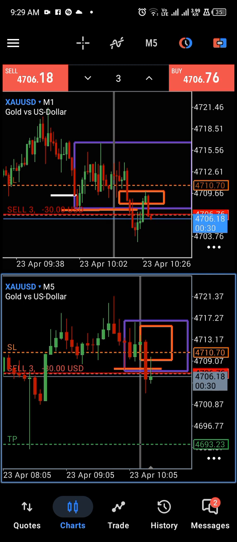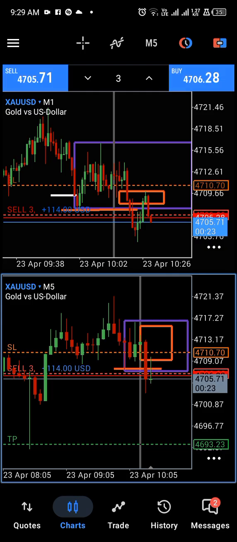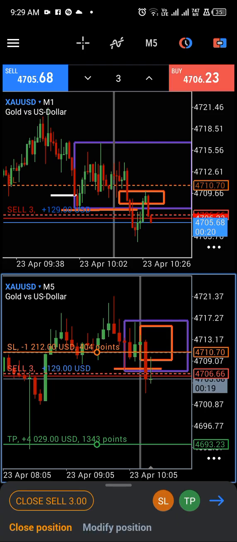So this is basically a break and a retest. Yeah, I'm risking 1.2, I'm targeting what, 4k. So we'll see how this plays out.